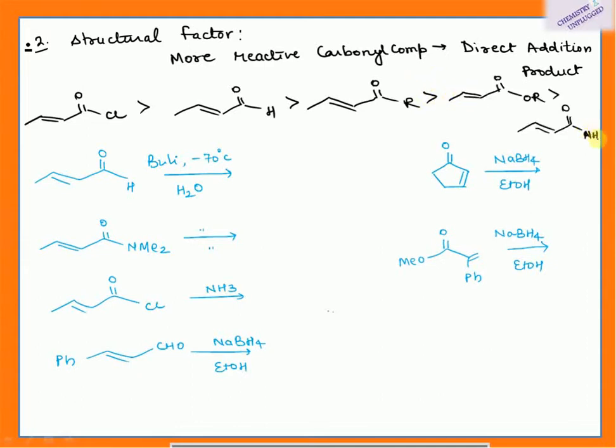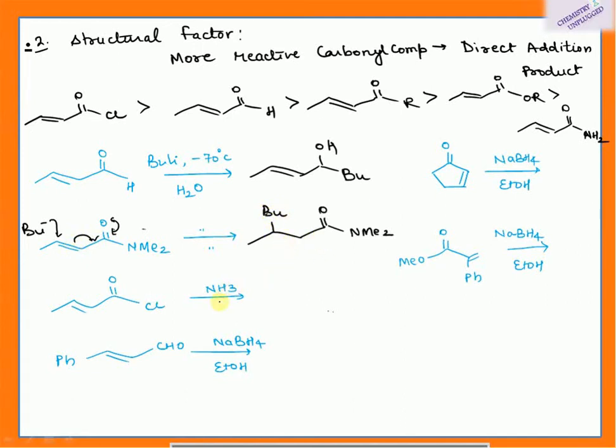For example, in this case we have enals and we are using butyl lithium, so this butyl lithium will show the direct addition product. It will form OH after hydrolysis, and this butyl group will attach on this carbon directly. At the same time, if you are using the same reagent and your carbonyl compound contains an amide group, then it will show conjugate addition, meaning the butyl group will attack on this carbon, this bond will shift here, this will shift here, and when it comes back, it will show protonation at this carbon, right? This will be your final product.